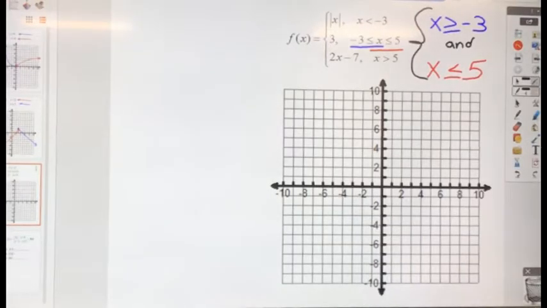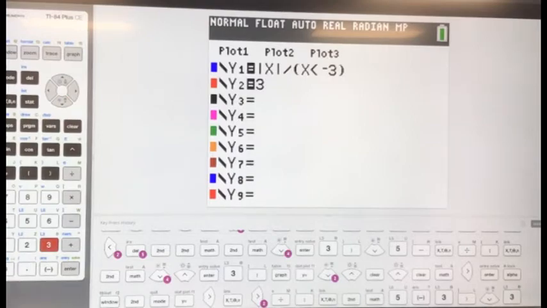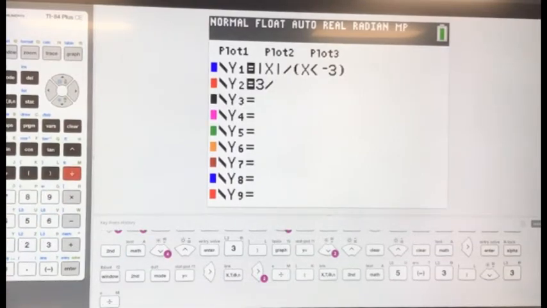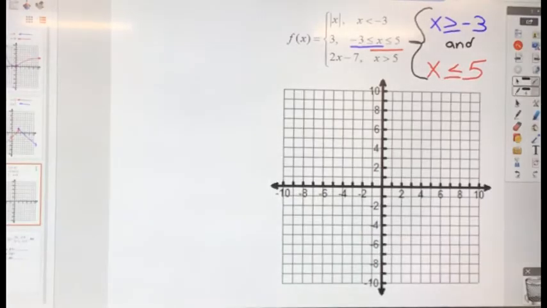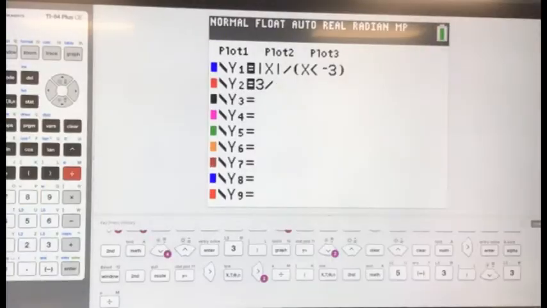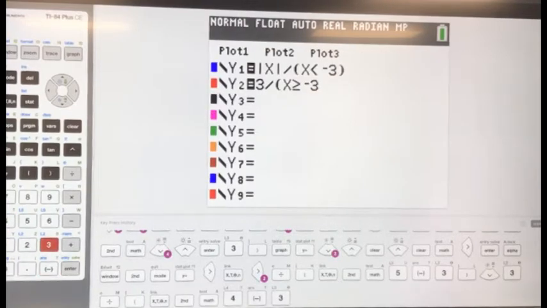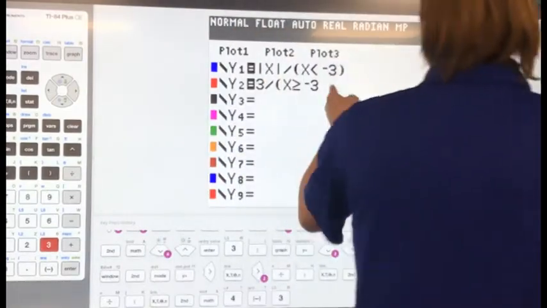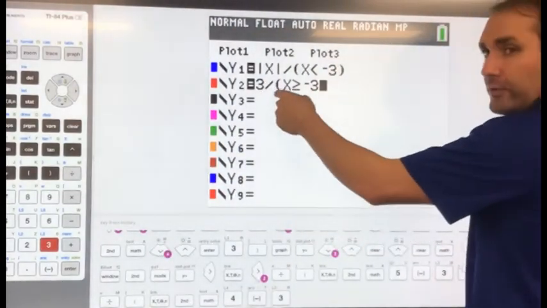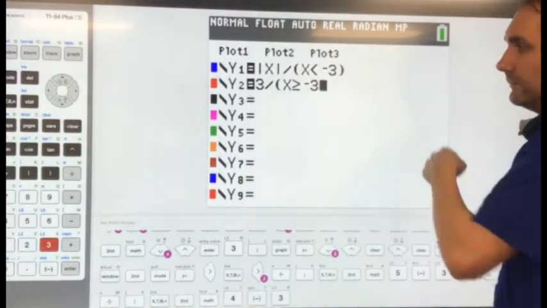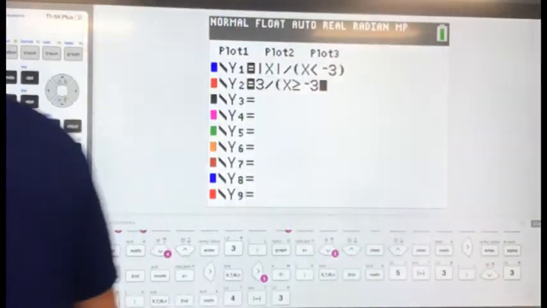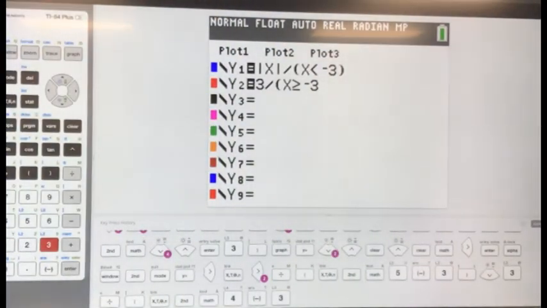Notice the second one is just a function, y equals 3. So you're just going to put 3 divided by, let me look at my first inequality with this set. X is greater than or equal to negative 3. And here's where you have two options. You can either close this out and then start a new 3 divided by the other one, or you can put them together like so.